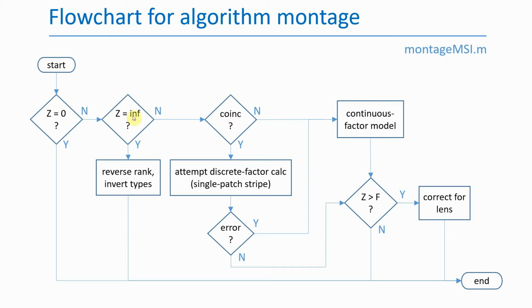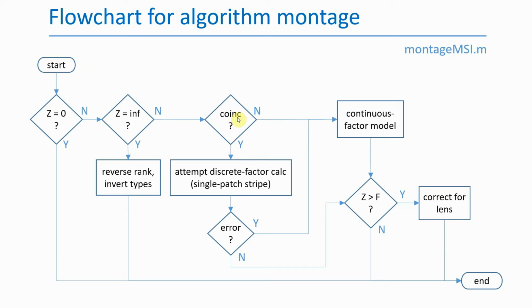If z is not 0 or infinity, the algorithm branches depending on whether or not it's a coincidence. If it's not a coincidence, we calculate using the continuous factor model. Then we check whether z is greater than the focal length, which is to say whether it's before or after the lens. If it's before the lens, we're done. If it's after the lens, we need to correct for the lens by finding the plane that it gets imaged into and scaling by the magnification, and then we have an answer.